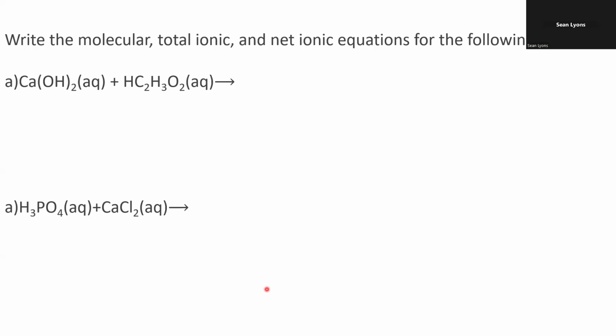So that we're showing with the total ionic equation the true form of all of these substances. So we'll dissociate the aqueous solutions that stay dissociated. And then with the net ionic equation, we're just showing the substances that are actually changing. So we remove those spectator ions.